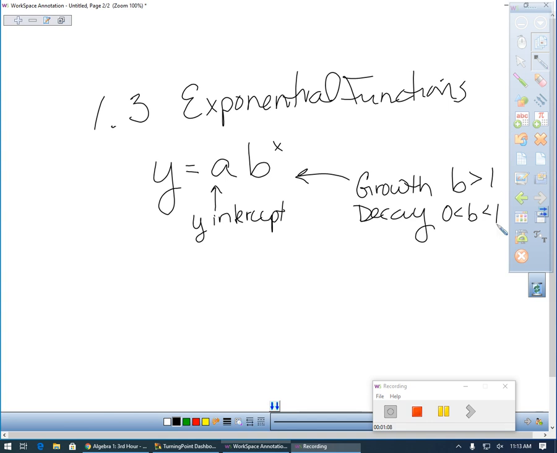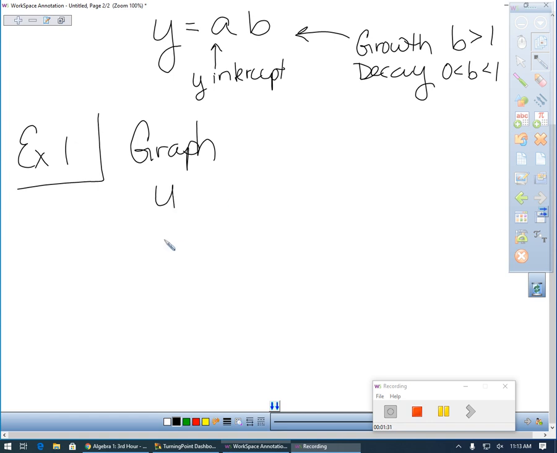Okay. And of course, there was translation stuff that went along with that, and we could do lots of different things. So, very quickly, let's talk about example 1, graph. And I just want you to sketch the graph of y equals 3 times 2 to the x. Let's start off with an easy one.